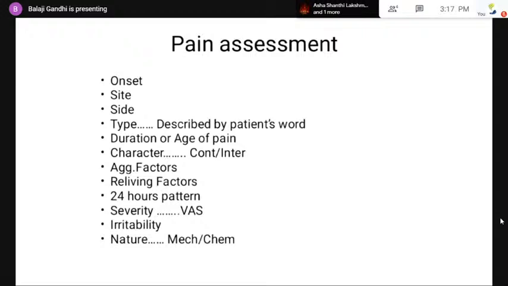And the duration of the pain, which is also called the age of the pain. Okay, how long the pain has been experienced by the patient. And there is the character of the pain: it's a continuous pain or an intermittent pain. Already we have seen that continuous pain is of chemical origin, or it's inflammation.